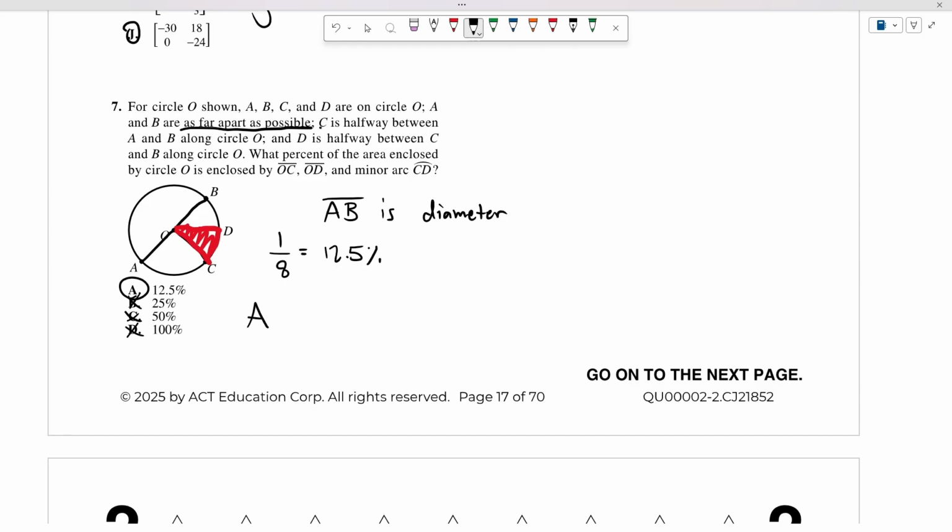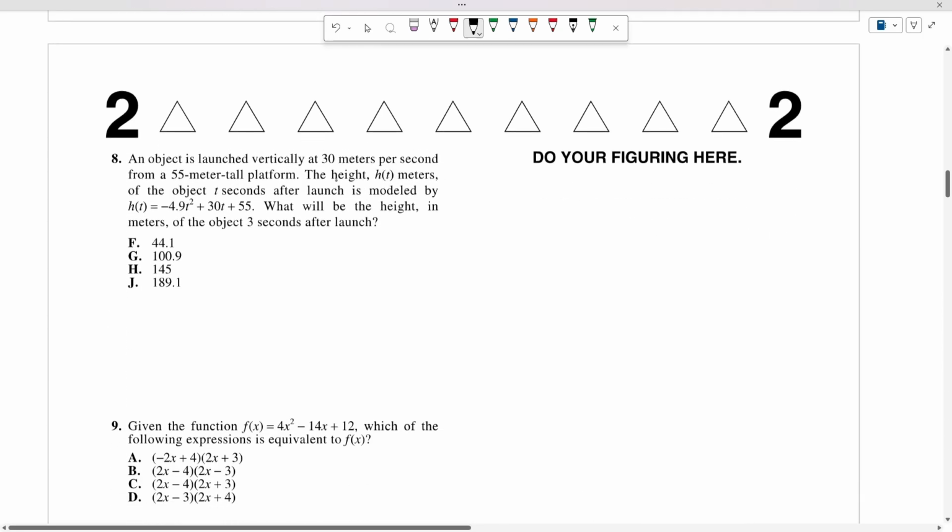So step by step, C is halfway between A and B, tells us that we're splitting into quarter circles, and D is halfway between C and B, tells us we split into eighths of a circle. Okay, that one is it.